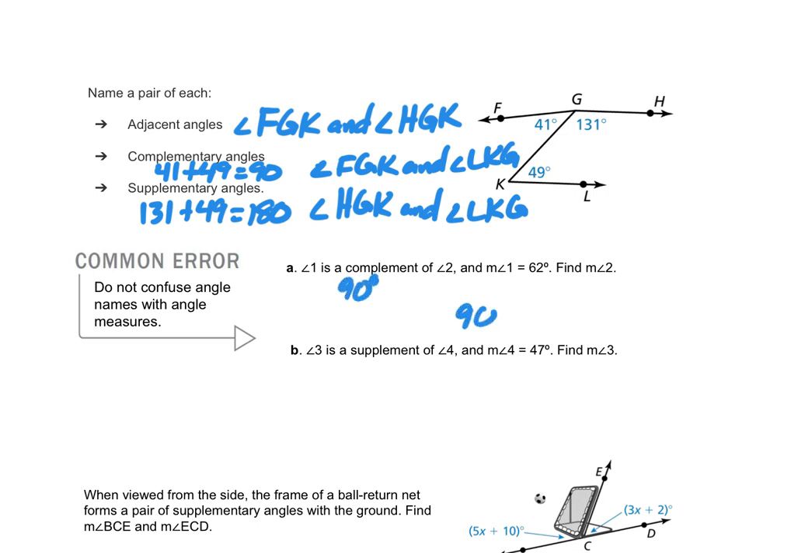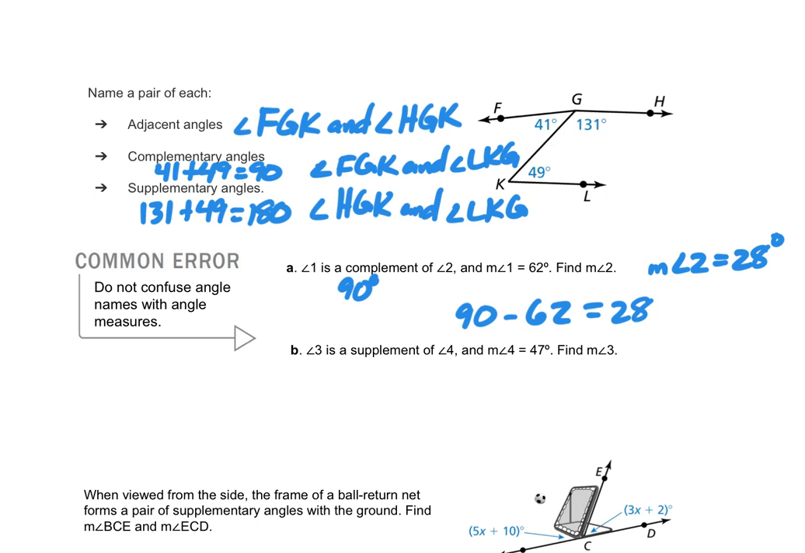So we know what the total needs to be, and we know one of the angles. So to find the other one, we just take 90 minus 62, and we figure out what it's going to get to. And then that would be 28, okay? So we would say measure of angle 2 equals 28 degrees.